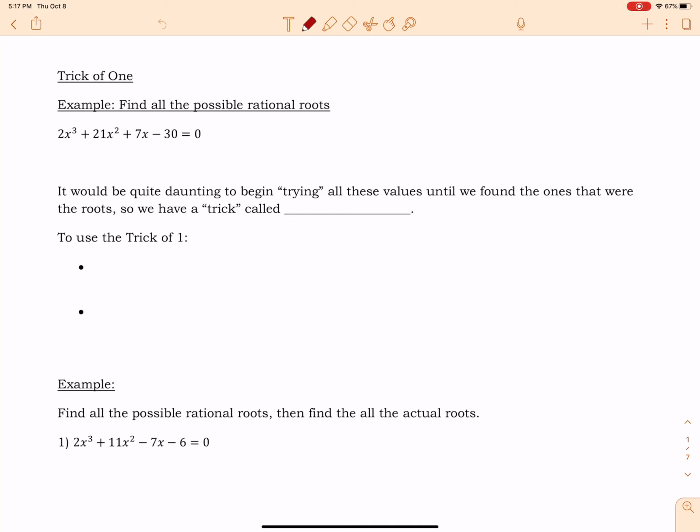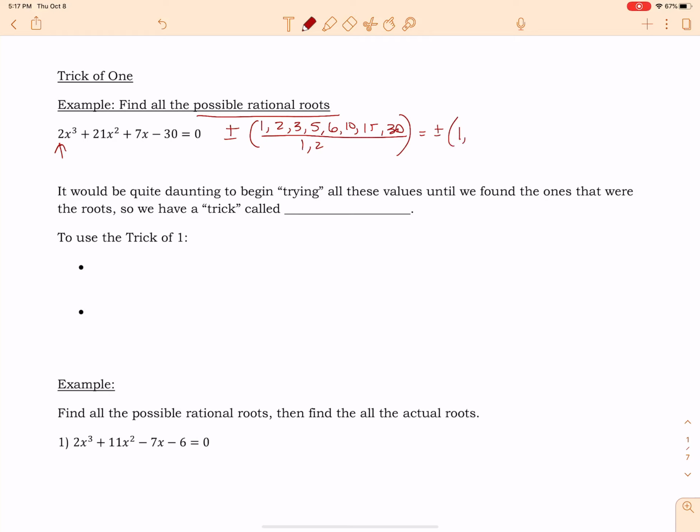All right, so the first thing we're going to do is list the possible rational roots for this particular polynomial. And that's going to give us positive and negative, and then all of my factors of 30. So 1, 2, 3, 5, 6, 10, 15, 30. And then my leading coefficient is 2, so 1 and 2. So this is what this would look like.